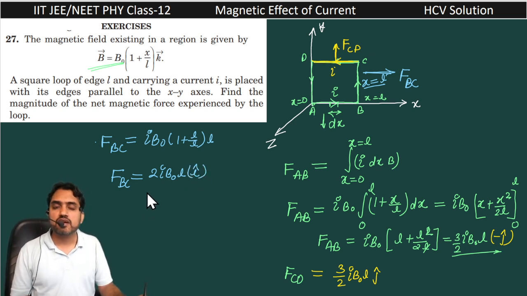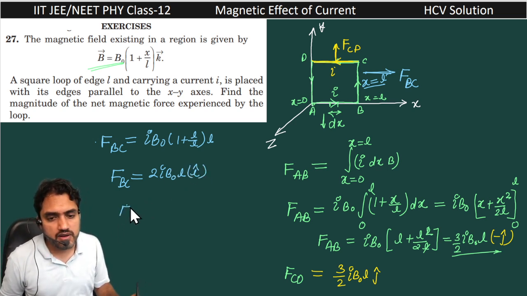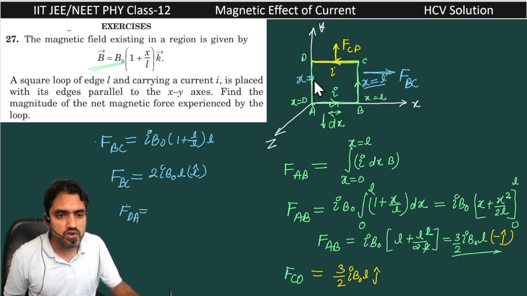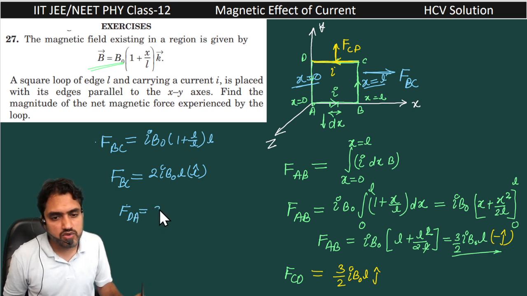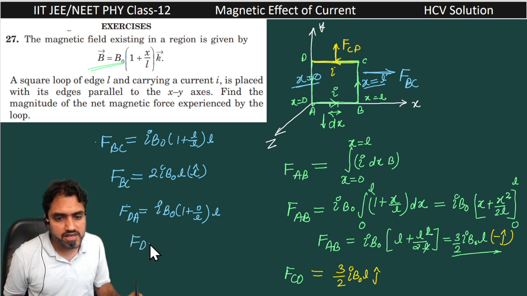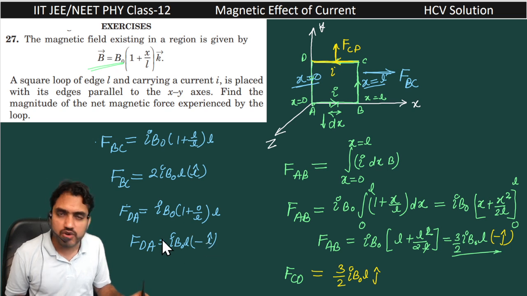Now if we are taking this DA wire, on this DA wire, x is equal to 0 for the complete D to A, so we only have to place x equal to 0. Current I, magnetic field B naught into 1 plus 0 by L, and the length of wire is L. So F on DA is equal to I B naught L, and the direction will be minus i cap. You can use the Fleming left hand rule.